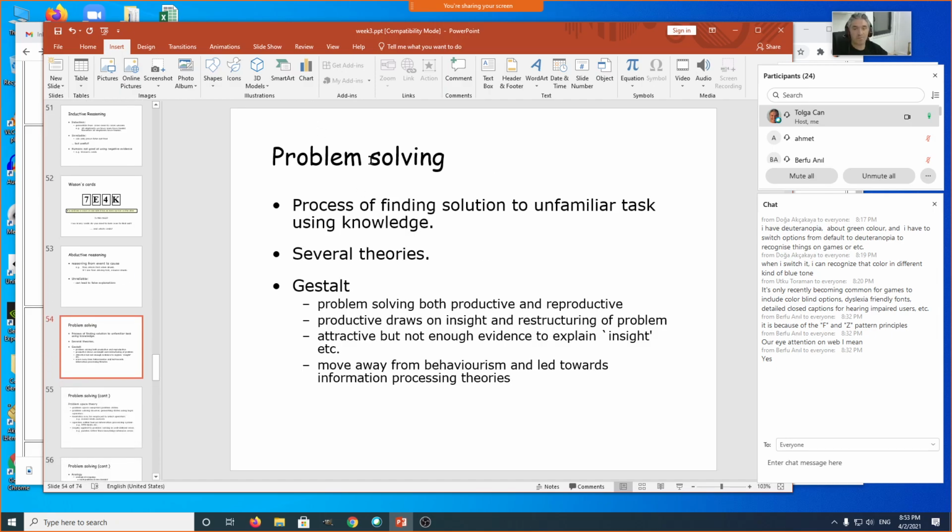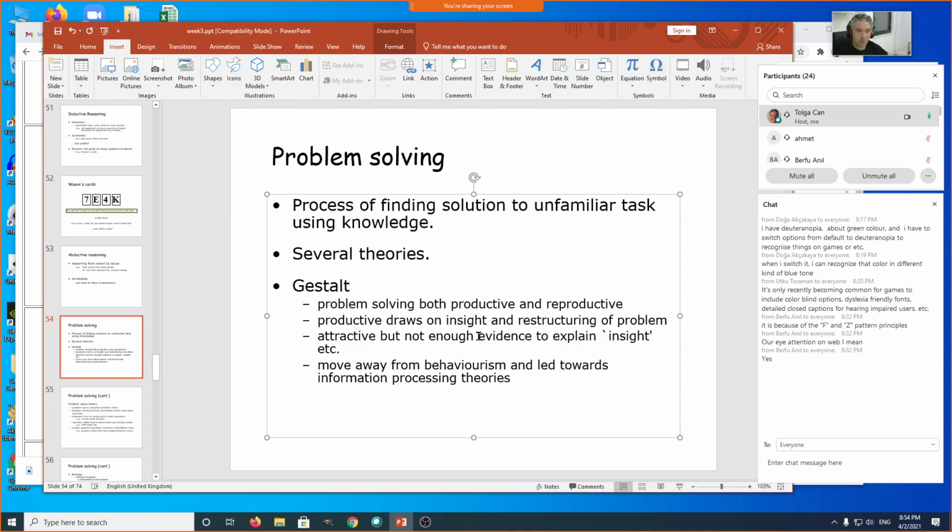We also solve problems. It's the process of finding a solution to an unfamiliar task. Especially, we do this problem solving a lot in games, especially in games where some puzzles are involved. There are different theories and models that try to explain how people solve problems. There's Gestalt. Gestalt is one of the researchers who worked a lot in cognitive science on these human factors. And he stated that problem solving is both productive and reproductive.